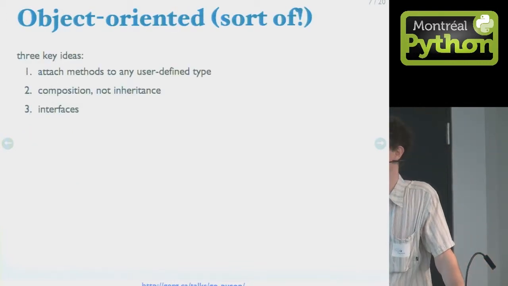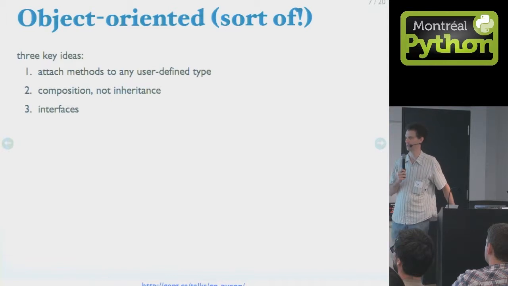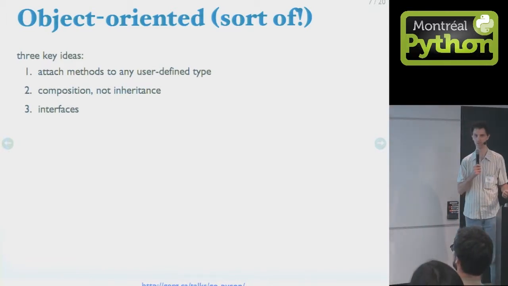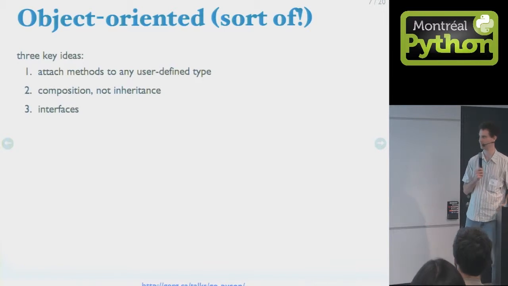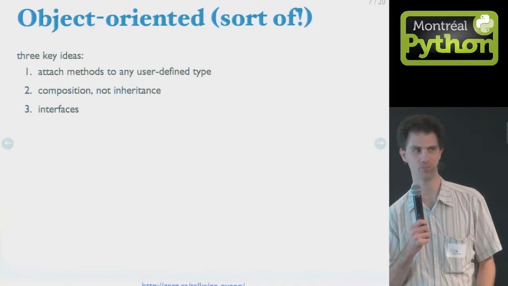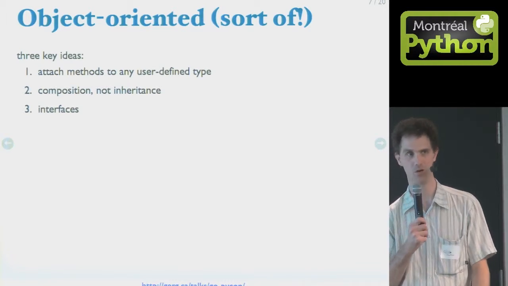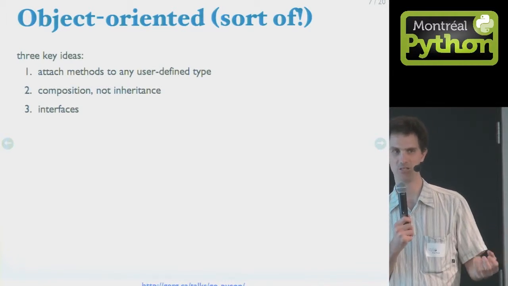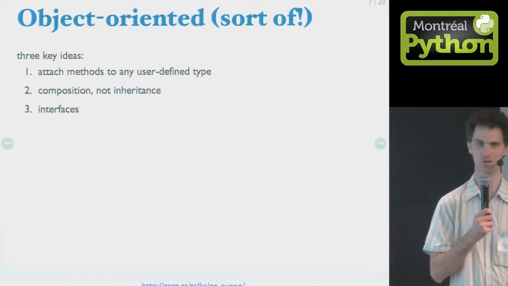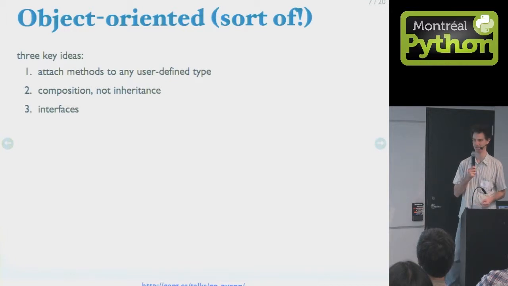So one of the interesting things about Go is that it's object-oriented, but not as you know it. So the three key ideas behind Go's approach to object orientation is, one, you can attach methods to any user-defined type. Two, composition. Every object-oriented language you know today probably is based on reuse through inheritance. There is no inheritance in Go. Instead, composition or delegation is a first-class citizen in the language, and you get syntactic shortcuts for composing objects rather than inheriting classes. Three, interfaces, the big one.